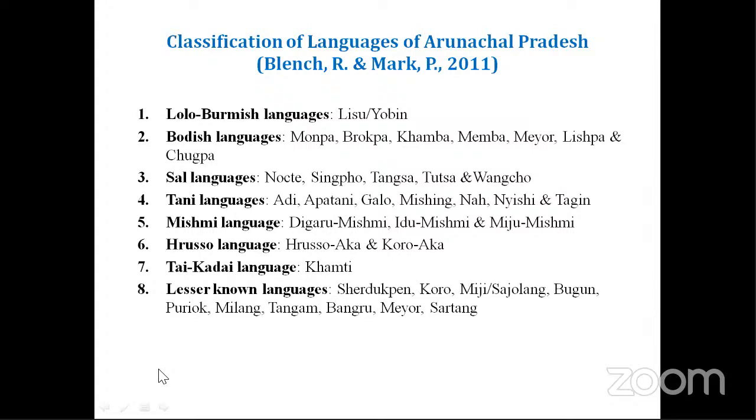Now, this is the classification of natural languages, which you find on the net. Blench, Post, and others have given it. There are around 7 or 8 language groups that come across. These are tentative classifications; there may be more or they may be different. So you can see Buddhist languages, Sal languages, Tani, Mishmi, and then you have Tai-Kadai. Lesser known languages are Sherdukpen, Koro, Miji, and those. Isolates also, they say there are some isolate languages like Tangam, Milang, and those that they talk about.